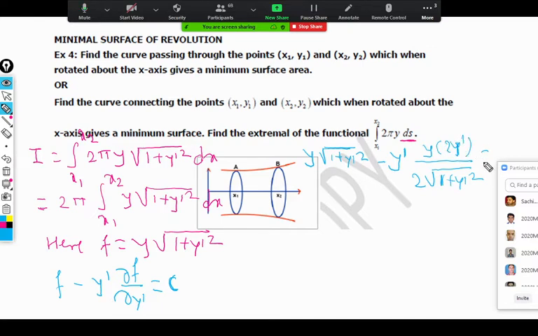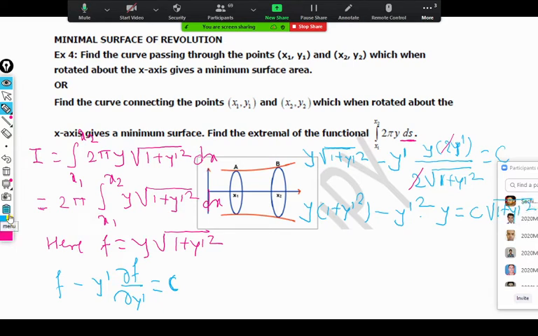And is equal to constant as it is. So obviously that 2 gets cancelled there. And we can move further with cross multiplication. So this y into 1 plus y dash square minus y dash square into y, since y is also there, divided by the square root. I will take that square root on the RHS. So this will come c into root of 1 plus y dash square. I hope this is clear.